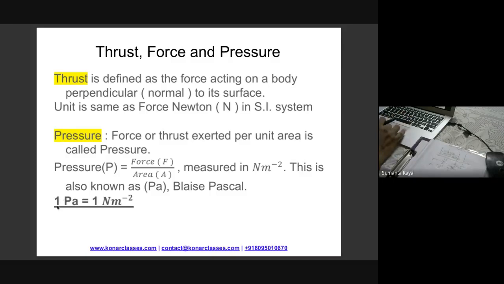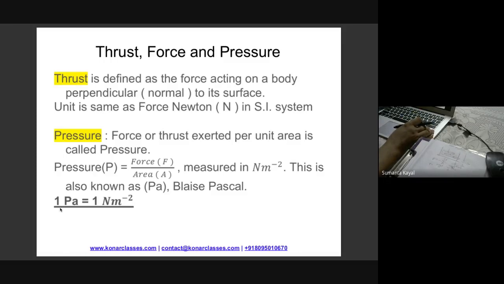So in the same way, if you tell someone that my pressure is 1 Newton, that will also sound funny to a scientist, or to a physicist, or to a person who understands what is pressure or what is force. So always put the pressure unit as Pascal or Newton per meter square. So remember this thing: pressure equals force by area.